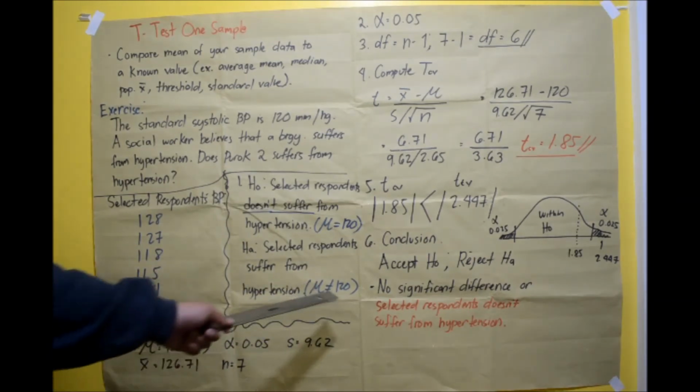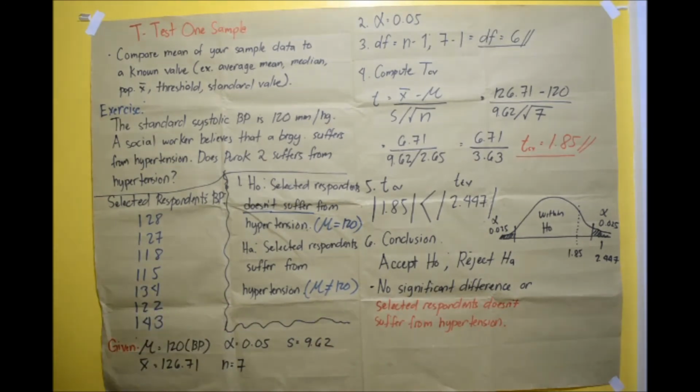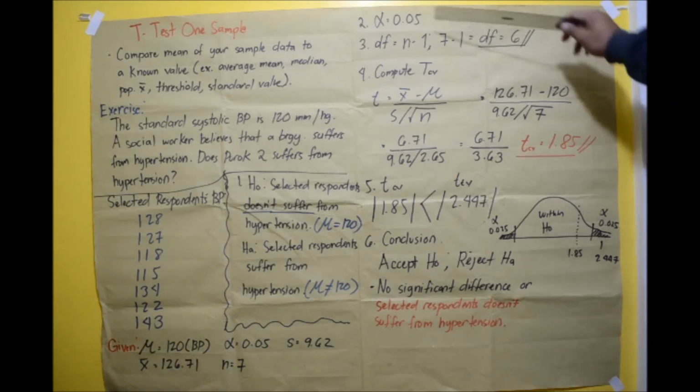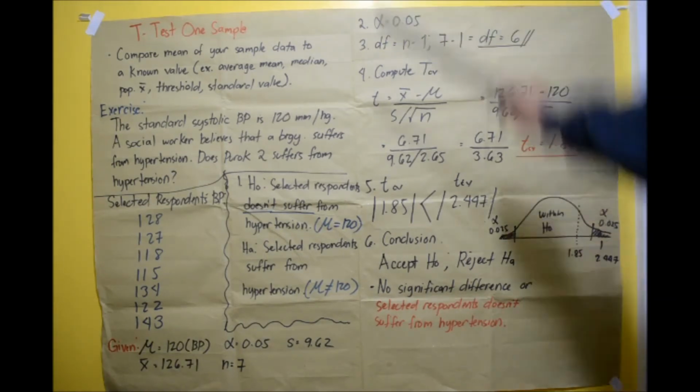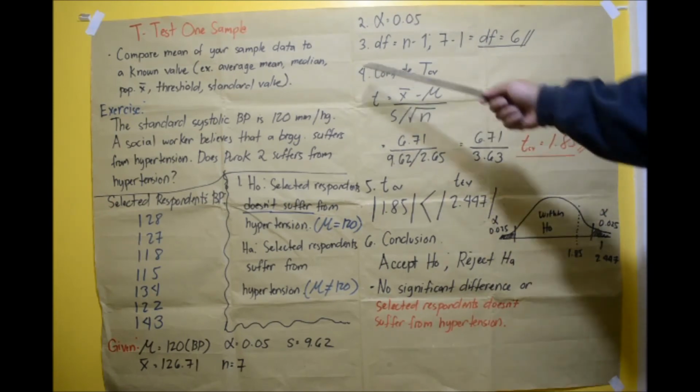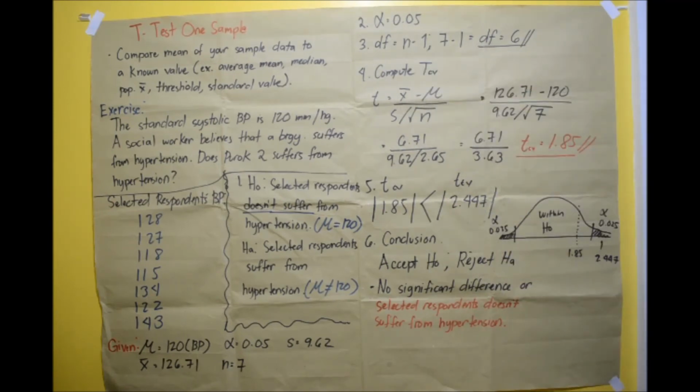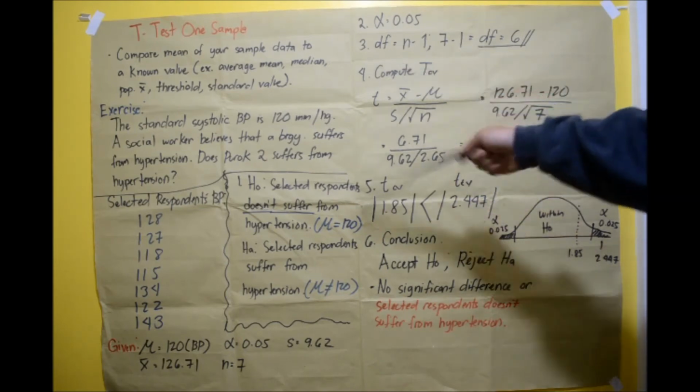So technically lumagpas na siya sa 120. So hindi na siya equal. So let's go to the second step. Alpha is 0.05, so take note natin yung alpha. Degree of freedom. Simply yung degree of freedom natin is n minus 1 for t-test.